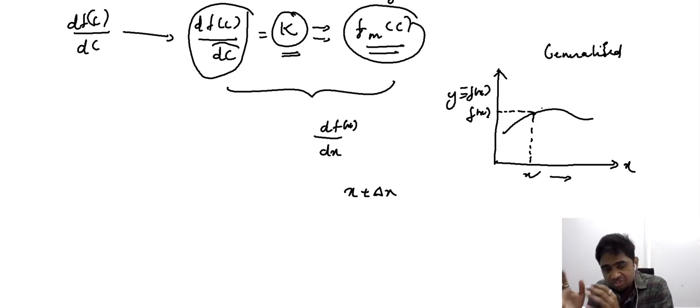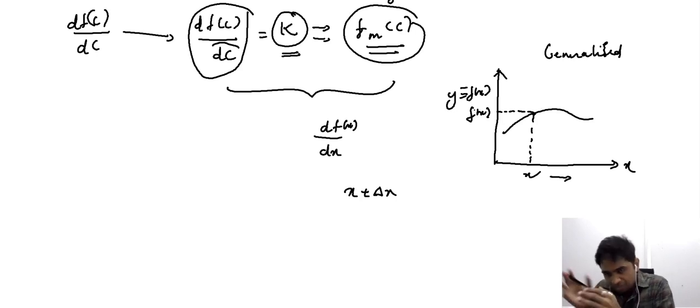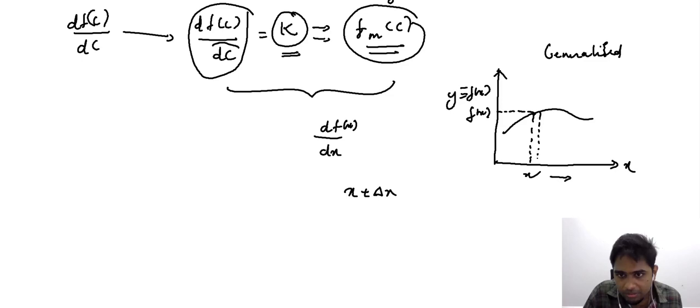So as x changes, we want to see how f of x changes. So we move in the forward direction, we move in the progressive direction, and we find another point here. So this point is x plus delta x. So we have x and we have x plus delta x, meaning the distance separating these two points is delta x.